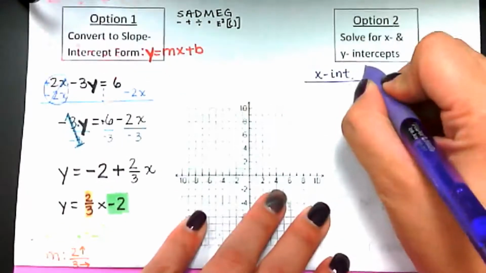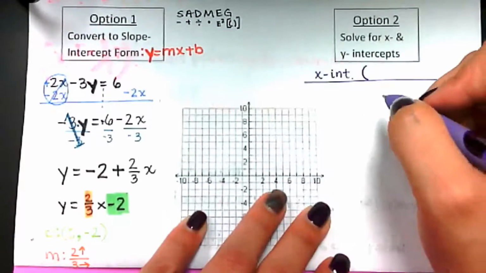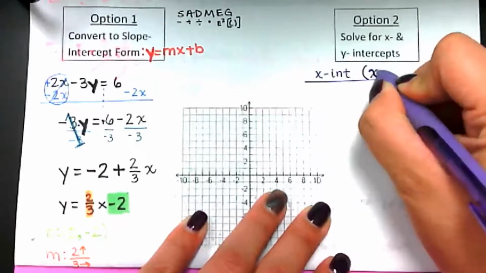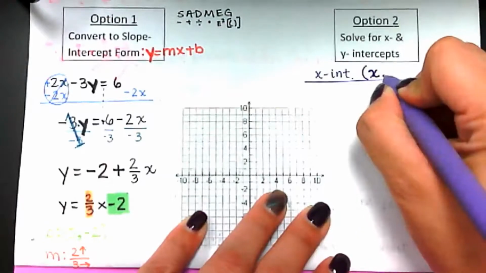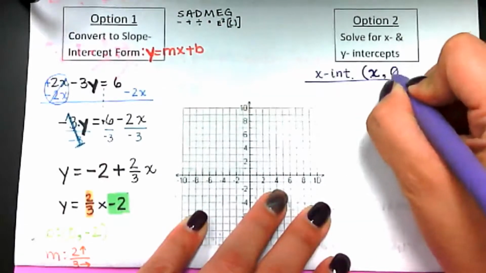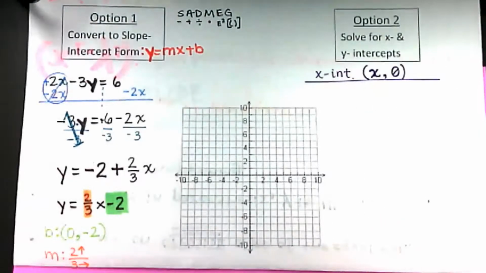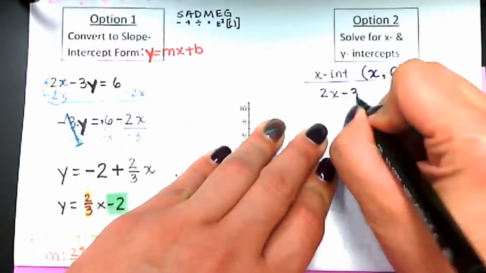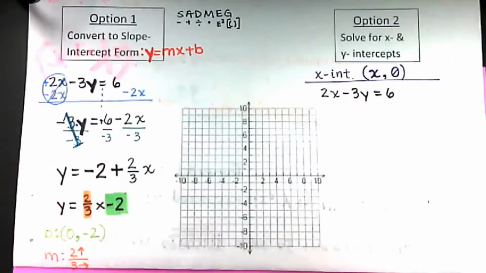Now, do you recall an x-intercept is a coordinate, should always be in parentheses. My x value will be first, followed by a 0. That's how you can recognize an x-intercept. So let's go ahead and begin. We're going to take the same equation, 2x minus 3y equals 6.